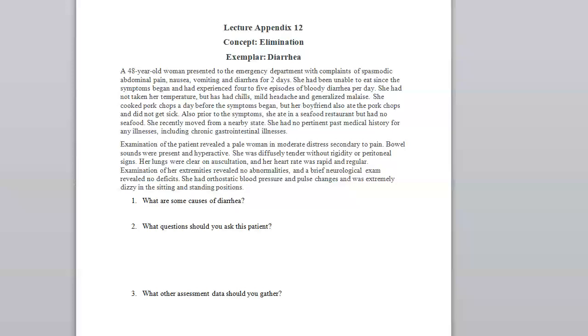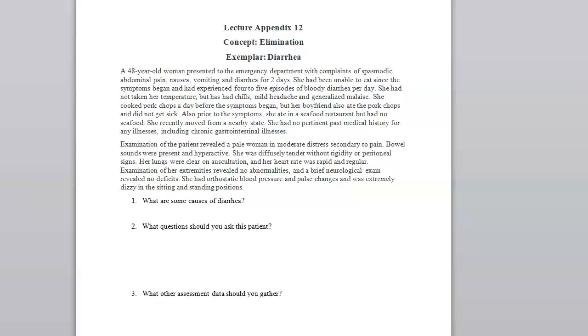She cooked pork chops a day before the symptoms began, but her boyfriend also ate the pork chops and did not get sick. Also, prior to the symptoms, she ate in a seafood restaurant but had no seafood. She recently moved from a nearby state. She has had no pertinent past medical history for any illnesses, including chronic gastrointestinal illnesses.